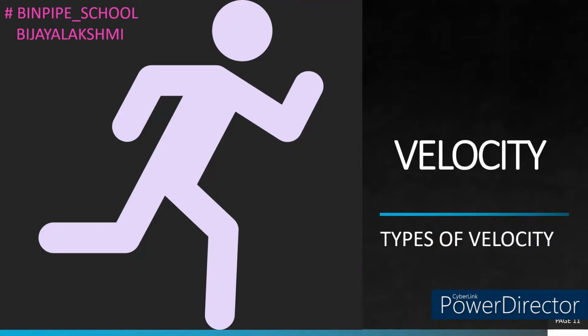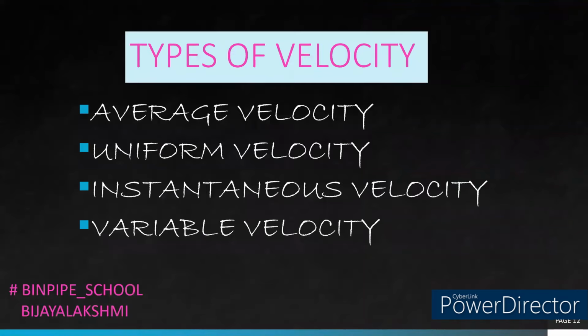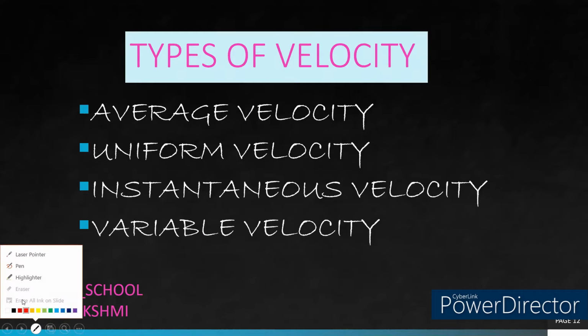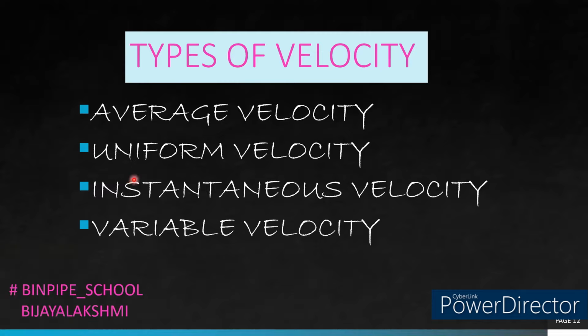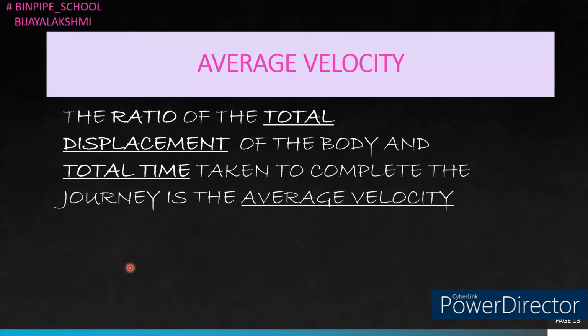Now, when we talk about the different types of velocity, it is of four types. That is the average velocity, the uniform velocity, instantaneous velocity, and the variable velocity. These are the four different types of velocity. Now let's read in detail what these types of velocities are.